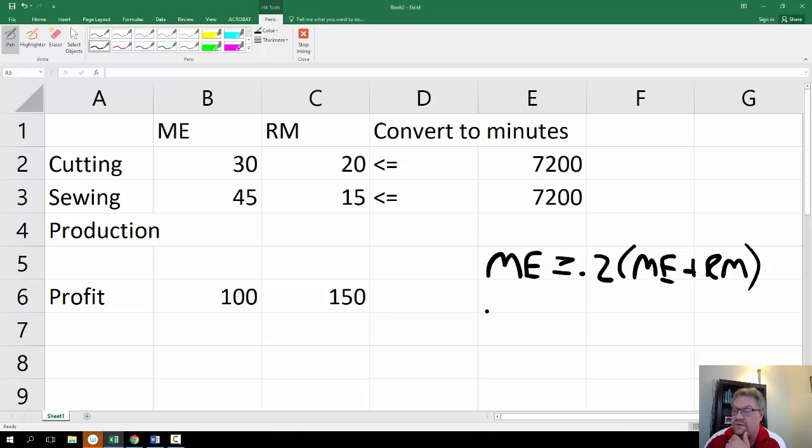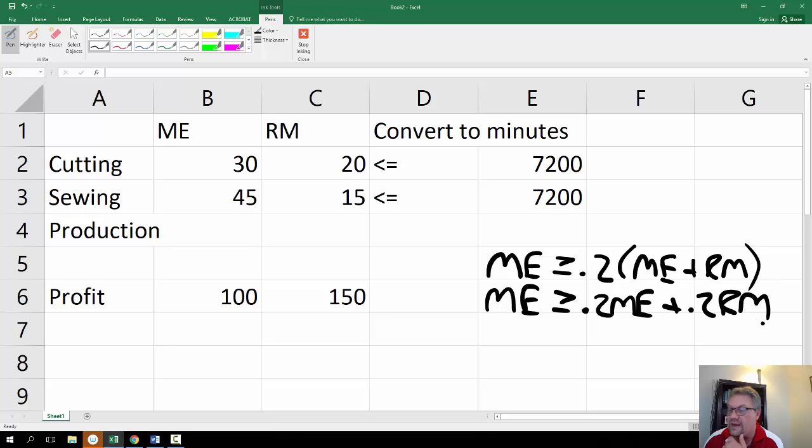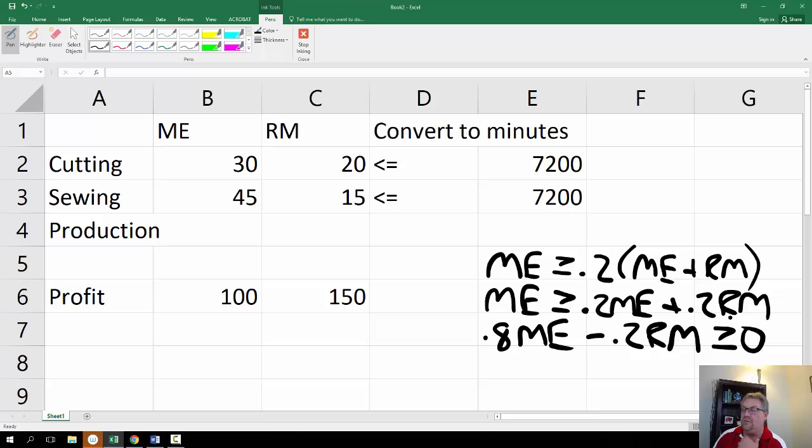Now I'm just going to solve this. ME greater than or equal to 0.2 ME plus 0.2 RM. Then I'm going to move everything over to this side. So I'm going to get 0.8 Mount Everest minus 0.2 Rocky Mountain has to be greater than or equal to 0.